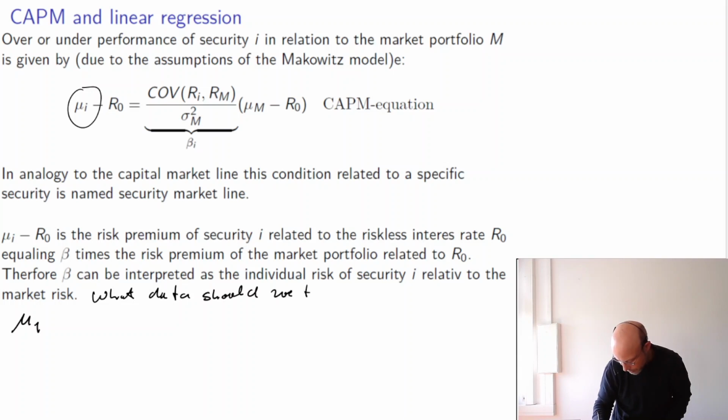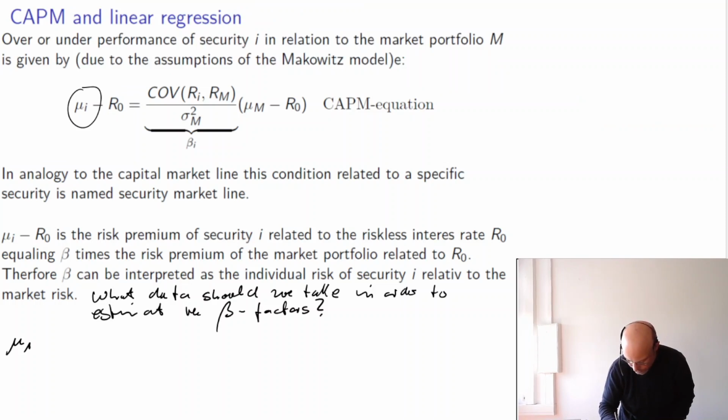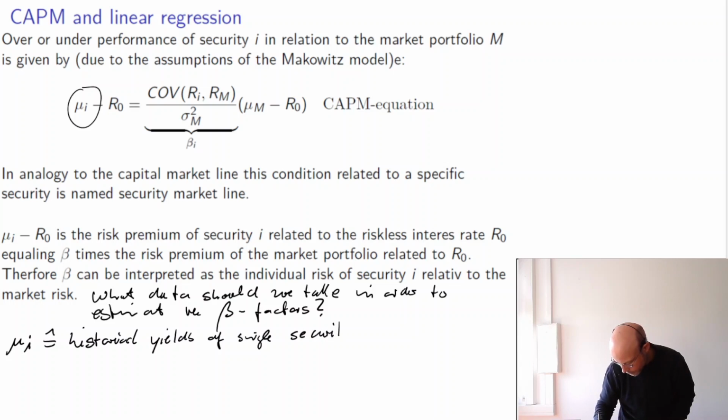Should we take, in order to estimate the beta factors? And of course, then for mu i, we take historical yields of single securities.